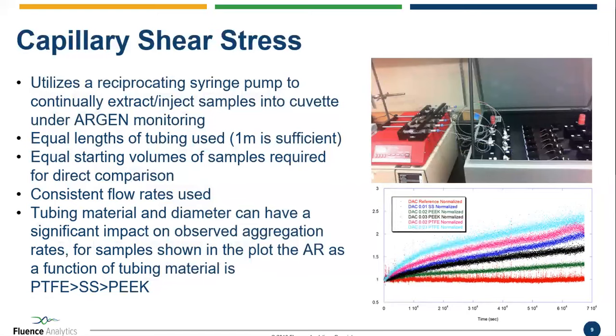Now, what we found in our initial studies, kind of surprisingly since it's capillary shear, is that the diameter of the tubing actually has less of an impact on the aggregation rate than the material we're using. For the initial system of 5 different tubings that we looked at, we found that aggregation is highest in PTFE tubing, followed by stainless steel and then PEEK. And in the plot at the bottom right, you can see the aggregation rate versus time. On the bottom, red is a control sample, which isn't being recirculated. So there's a fairly significant amount of aggregation that occurs over the course of a day or two here.